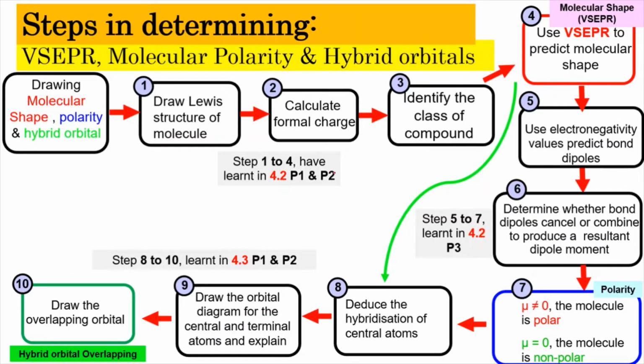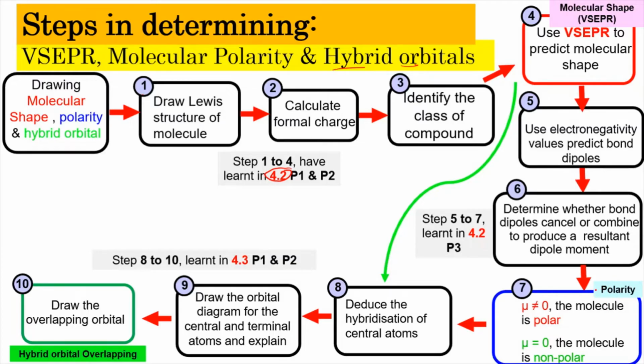Now we're going to look into the steps in determining the VSEPR, molecular polarity, as well as the hybrid orbital. In order to determine the VSEPR, we need to follow steps number 1, 2, 3, and 4, as we have learned in subtopic 4.2. From the VSEPR, we can determine the polarity using the electronegativity as well as the bond dipole, and determine whether it cancels out or not. When it is not cancelled out, then the dipole moment is not equal to 0, then it is polar. So this is the idea of getting the polarity.